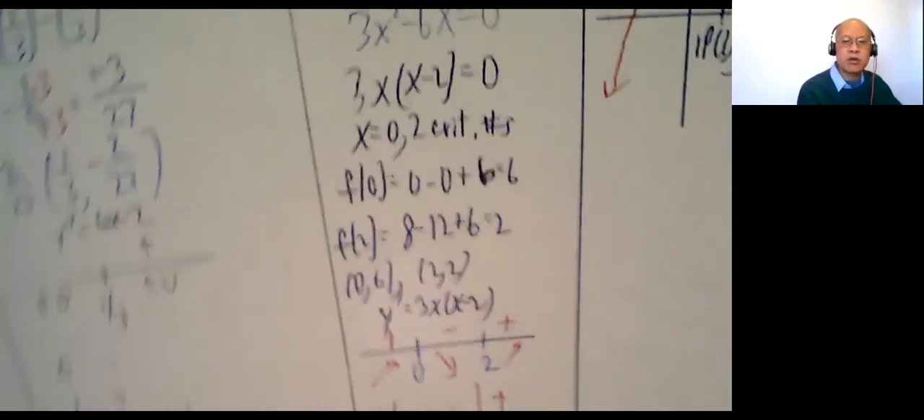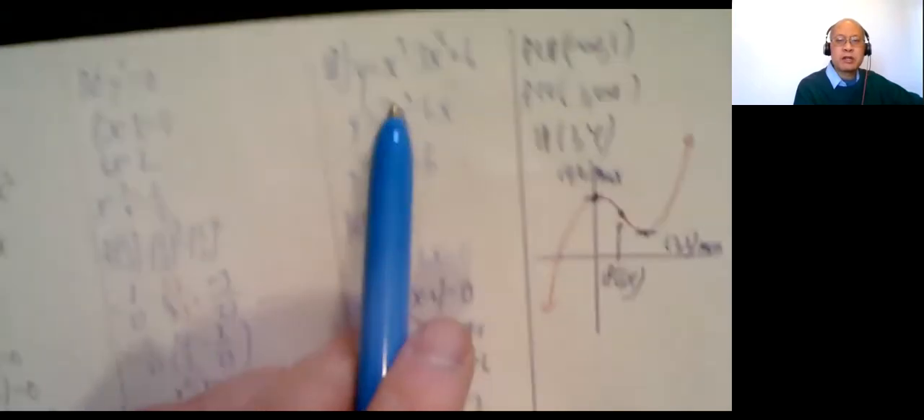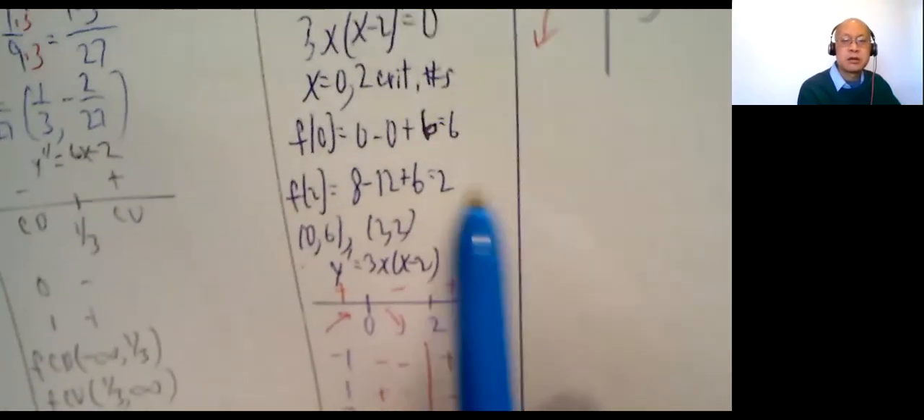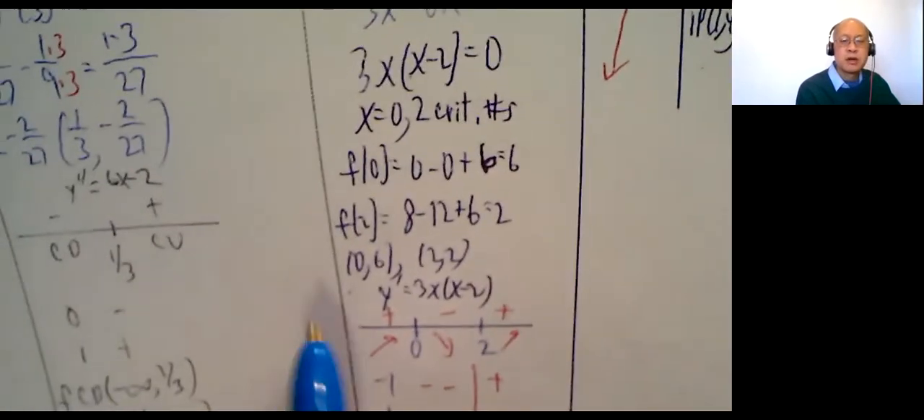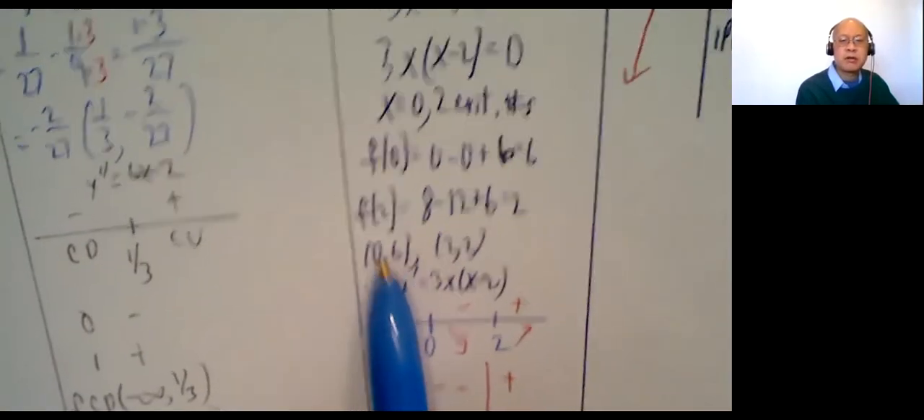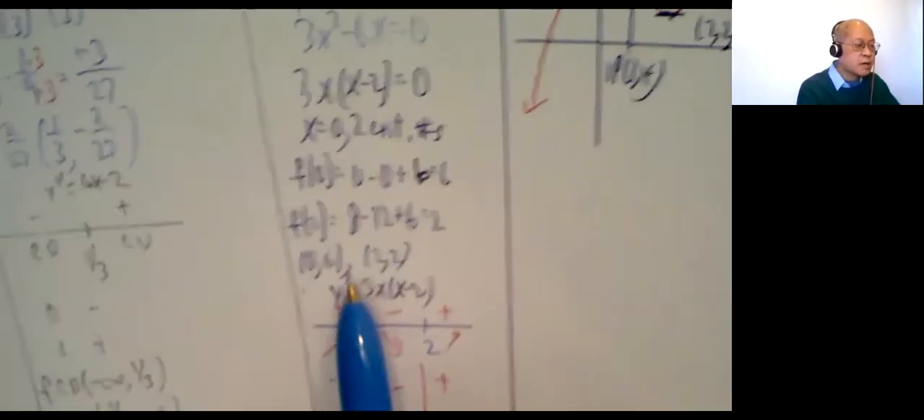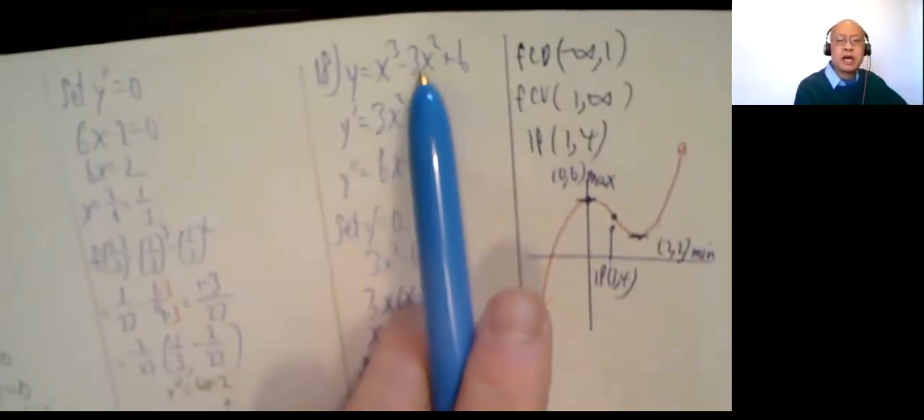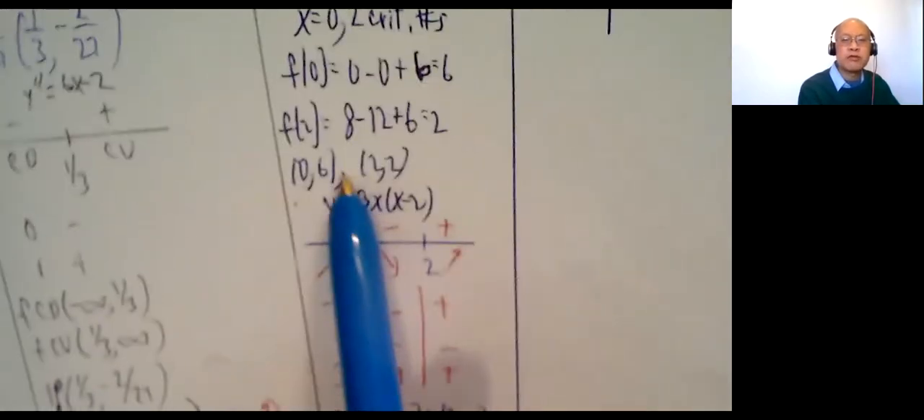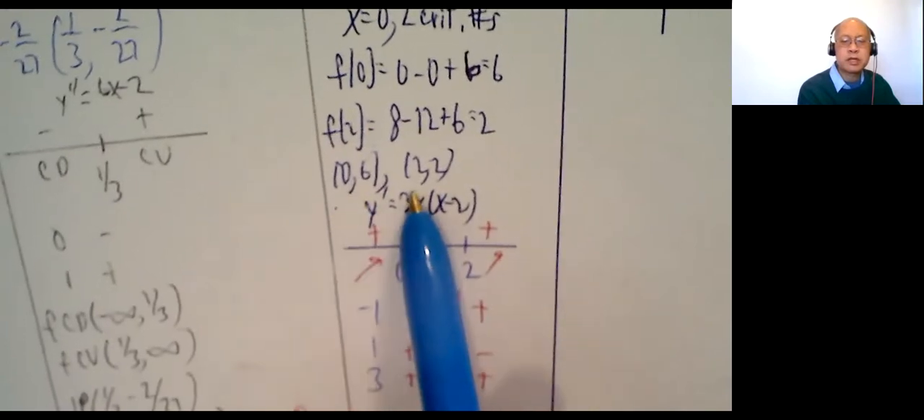Plug in to find the y coordinate. So what do you get when you plug in 0? 0 minus 0 plus 6, 6. So (0, 6). Plug in 2, it's a little bit harder. 2 cubed is 8. Minus 3 times 2 squared, 3 times 4 is 12. Plus 6, that comes out to be 2. So my critical points are (0, 6) and (2, 2).